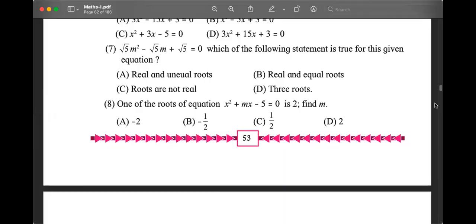Question number 1, part 7. Square root of 5 m square minus square root of 5 m plus square root of 5 equals to 0. Which of the following statements is true for this given equation? All the statements are about the nature of the roots. Now we know we have to find the discriminant. Based on the value of the discriminant, we can say whether the roots will be real distinct, real equal, or not real. Find the value of the discriminant. I'm looking for two answers from you. One, what is the value of the discriminant? And two, what will be the nature of the roots?